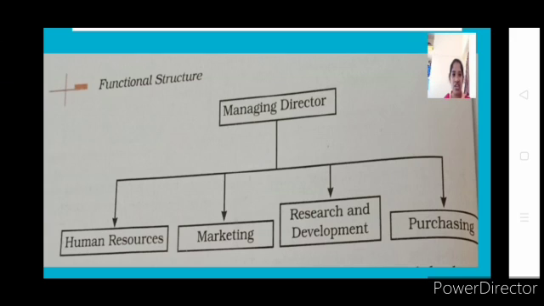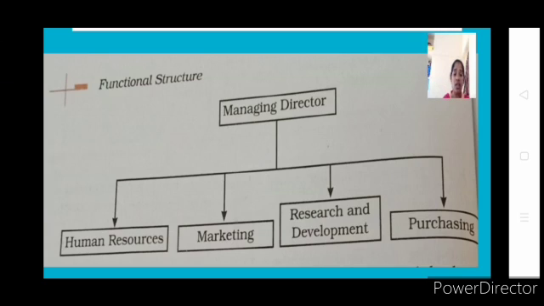Okay, managing director will be there, that is MD, top level, and then comes your middle level as general manager of human resource, general manager of marketing, general manager of research and development, general manager of purchasing, general manager of production, general manager of stores, like this it continues.